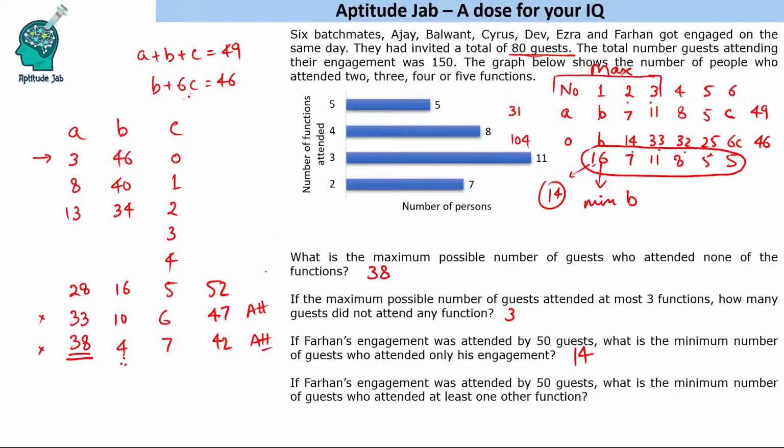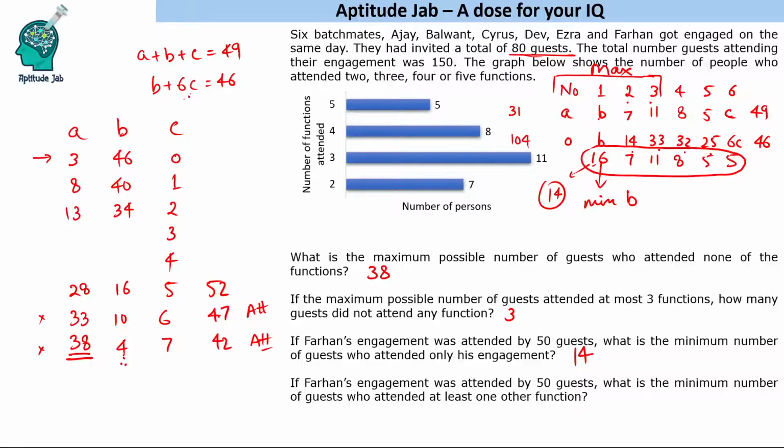The next question is, if Farhan's engagement was attended by 50 guests, what is the minimum number of guests who attended at least one other function? Now don't get confused with the previous one. It says that his engagement was attended by 50 guests. Fine. What is the minimum number of guests who attended at least one other function? So that means he should have the maximum possible number of people attending.